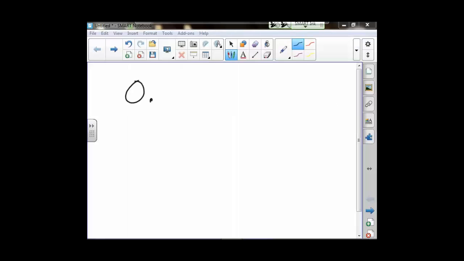Let's say I want to go from 0.2 and I want to turn this into a fraction. Thank you so much for writing this down. 0.2, let's go ahead and write this down. Now, what is another way of saying 0.2? Okay, what's another way of saying this?